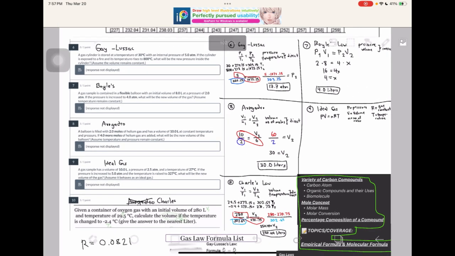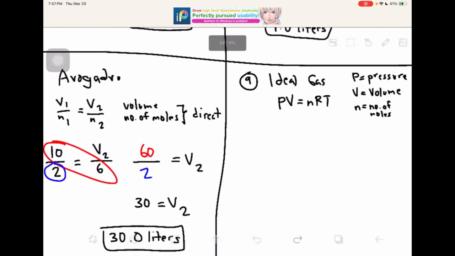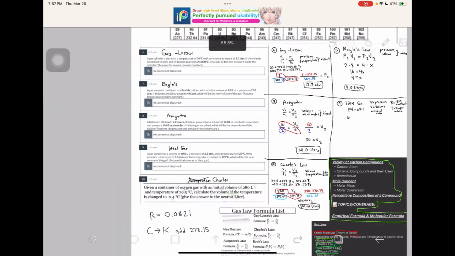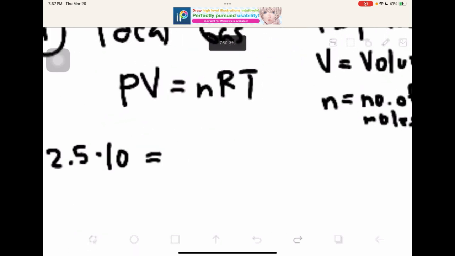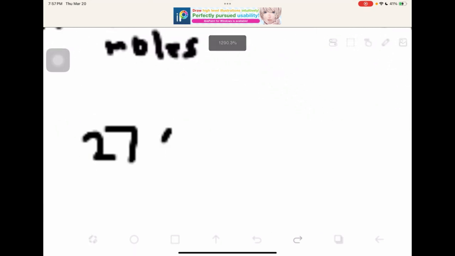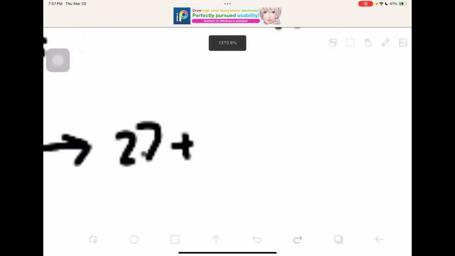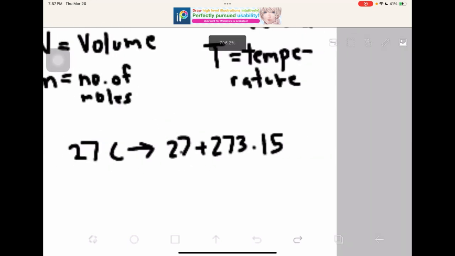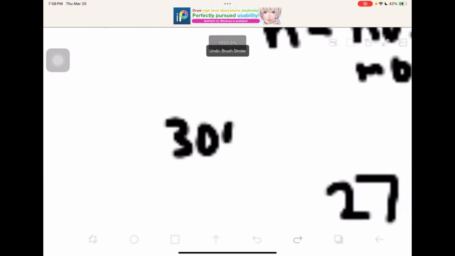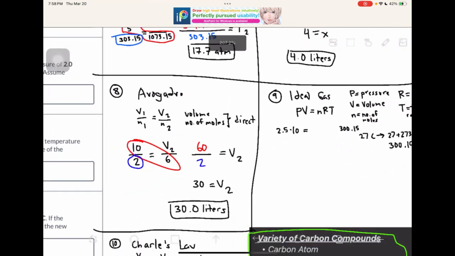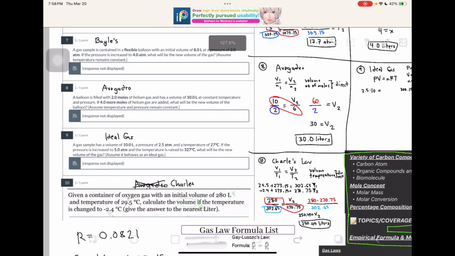Okay, analyze it now. A gas sample has a volume of 10 liters, so that's volume stated, so 10. With a pressure of 2.5, so pressure is also mentioned. At a temperature of 27C, but we know that 27C is equal to 27 plus 273.15, which is equal to 300.15 Kelvin. So that's what we put there. 300.15 Kelvin. And then, okay, so that's all the information we have at the first one.